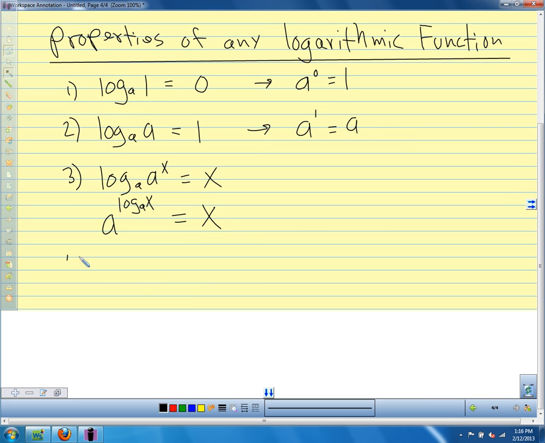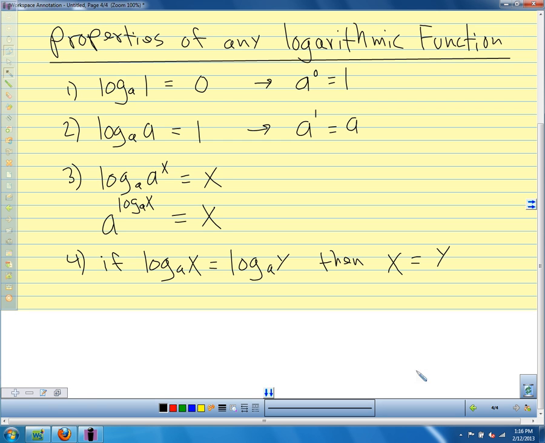And our last property is that if log to the base a of x equals log to the base a of y, then x equals y. If our bases are the same and our logarithms equal each other, then the numbers inside the logarithms equal each other. So this works for any base and for any x and y.